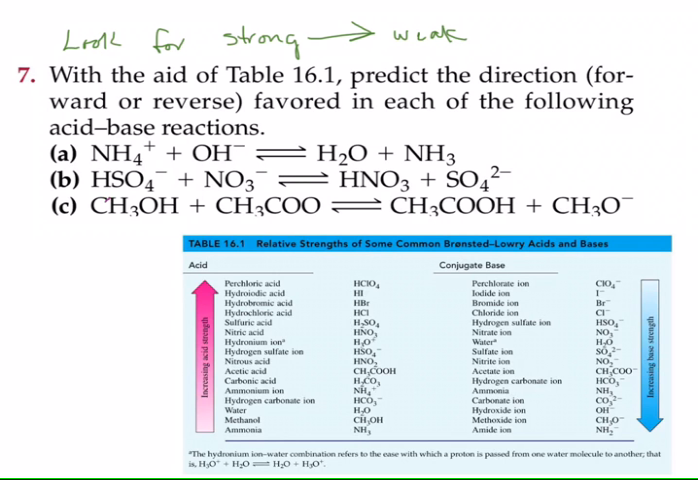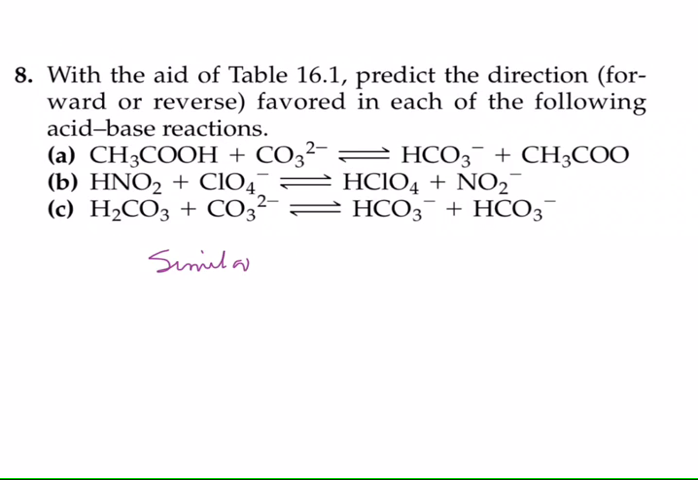All right, so predict the direction to be favored. Is that the same thing? Whichever side has the stronger acid. Yeah, and if the acid is stronger over here, then it's actually going to go from right back to left again, similar to 7. Okay? All right, on to buffered solutions.